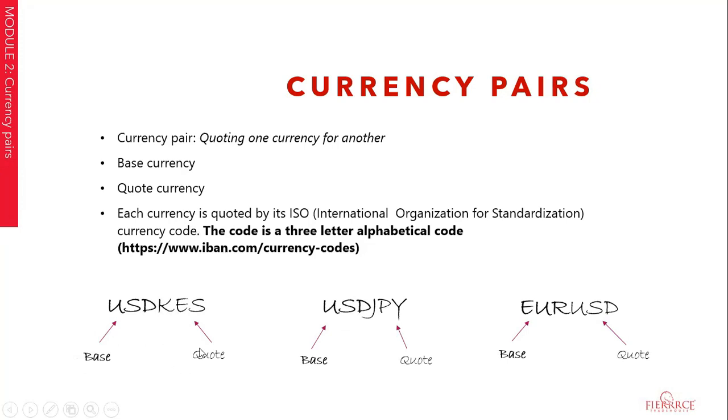The base currency comes before the quote currency. Now, there are many currencies, obviously because we have so many countries in the world. Anytime we're exchanging, you will see that all these currencies are quoted by the International Organization for Standardization currency code. If you want to find out the currency code for any country, just go to this website and you'll be able to find it.